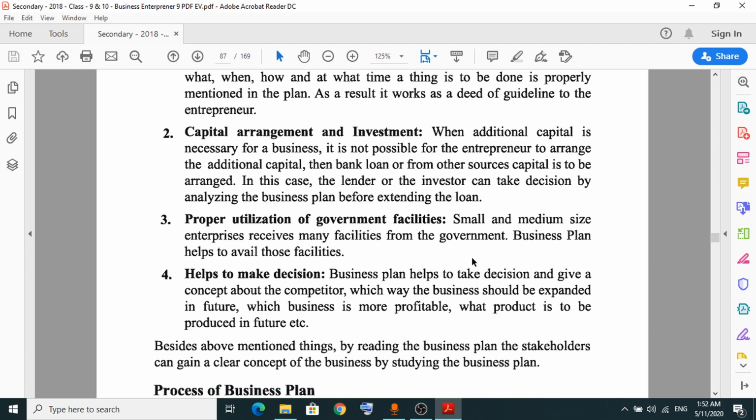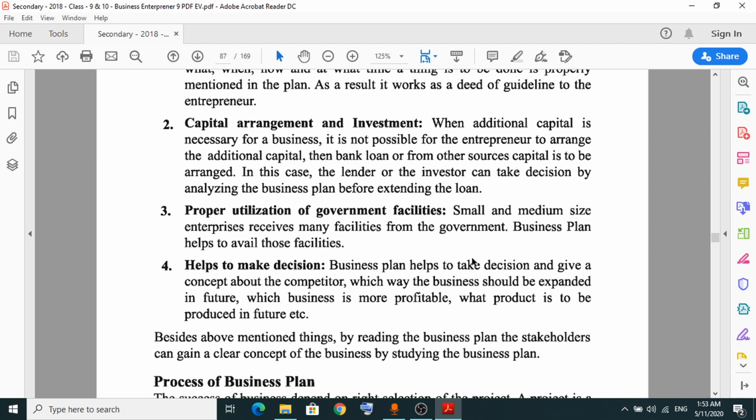Capital arrangement and investment. That means when you start or found the business, the capital, the initial money you need to start the business, is also included in the plan, in the chart or the written document, the business plan. It must be included in the business plan. What will be the capital, how can you arrange this capital, or what will be the investment. Those things are included in the business plan.